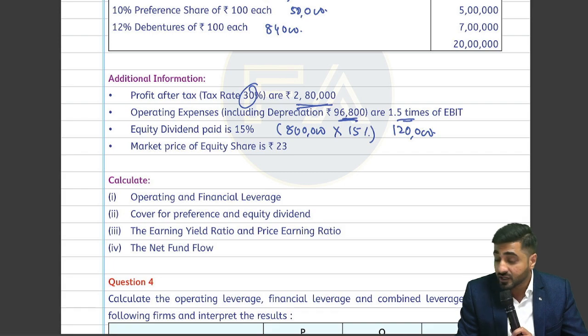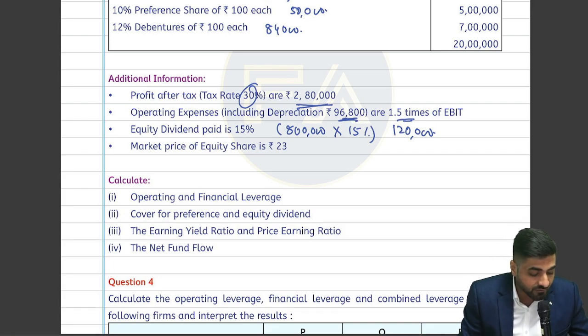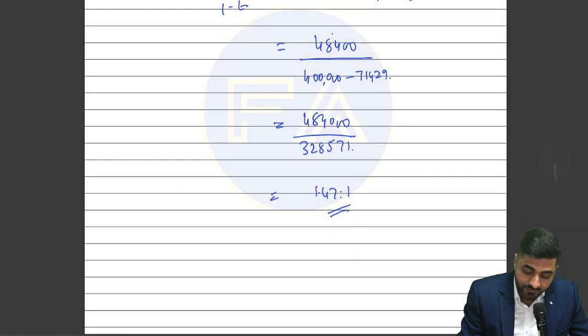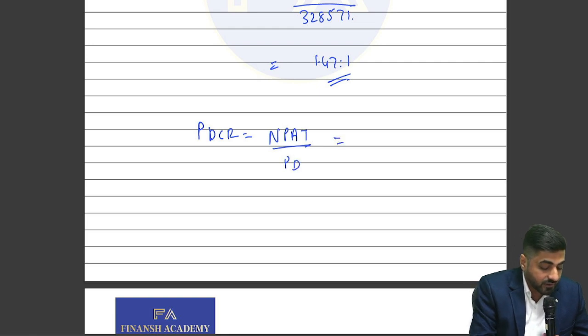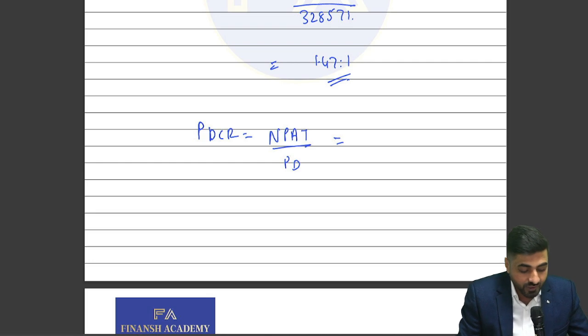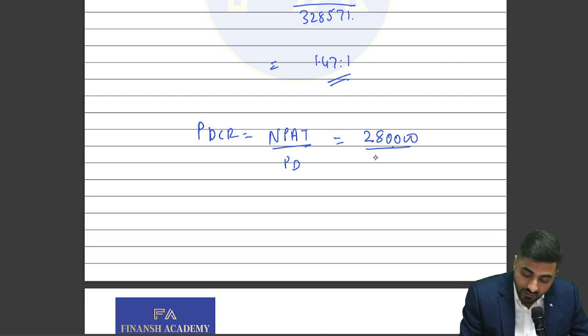Preference dividend coverage ratio. Have you calculated this preference dividend coverage ratio? Give me the preference dividend coverage ratio. It is dash upon dash. NPAT by preference dividend. What is the amount of NPAT? What's the amount of the preference dividend? How many times is it getting covered? 5 point. You got this answer?